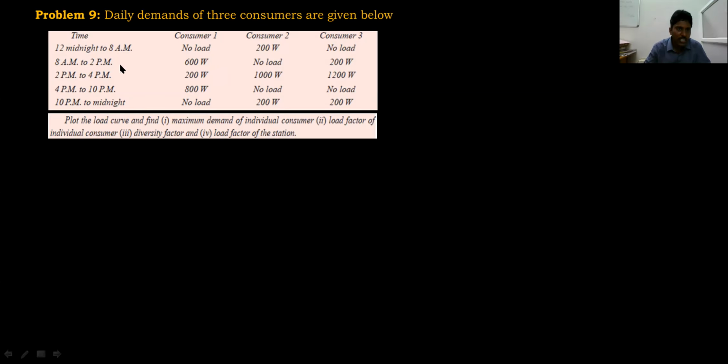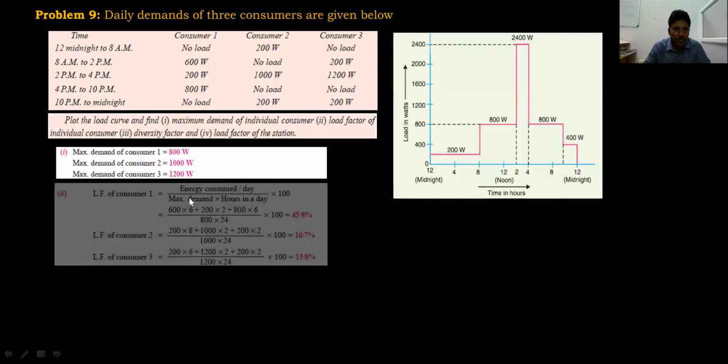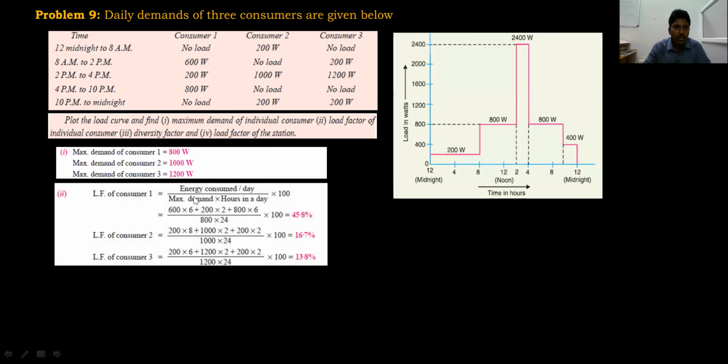So 600 watts into 6 hours plus 200 watts into 2 hours plus 800 watts into 6 hours, from 4 p.m. to 10 p.m., and there is no remaining time. Therefore, load factor is equal to 600 into 6, plus 200 into 2, plus 800 into 6, divided by 800 into 24. That gives you 45.8 percent load factor for consumer 1.